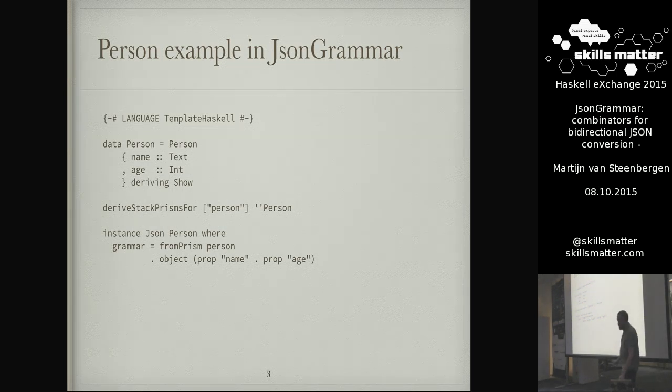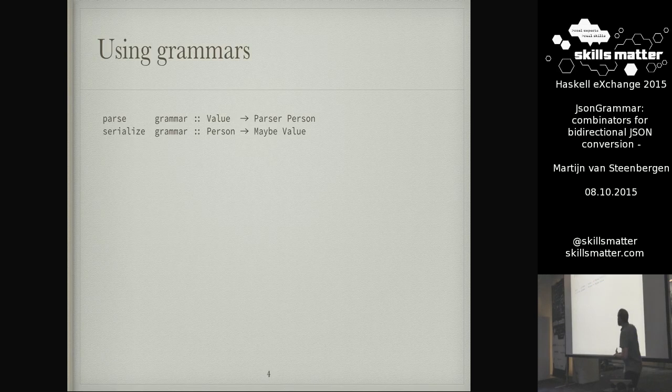So how do you actually use this? There's two functions, which if you give them your grammar, they turn into type signatures that you already know or are familiar with if you've used Aeson before. So if you say parse my grammar, then you get a function from JSON value to an Aeson parser that produces a Person when you run it, which is what you typically do in Aeson. And if you say serialize my grammar, then you get a function from Person back to a JSON value.